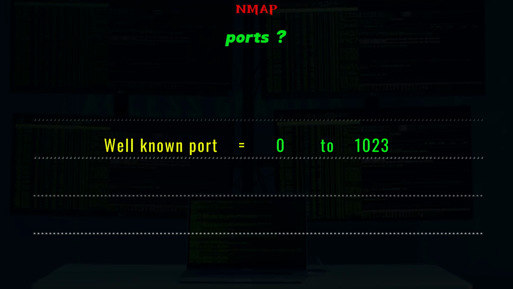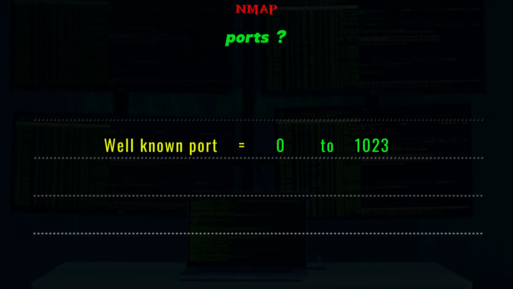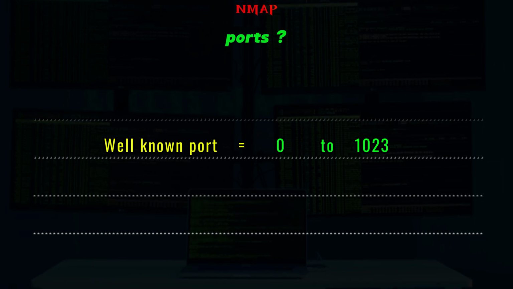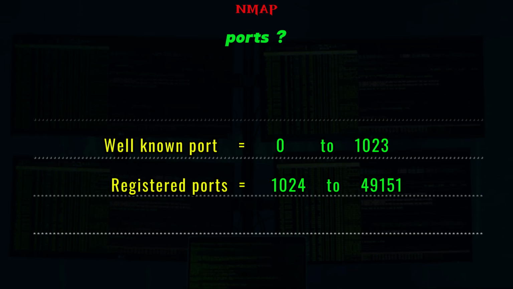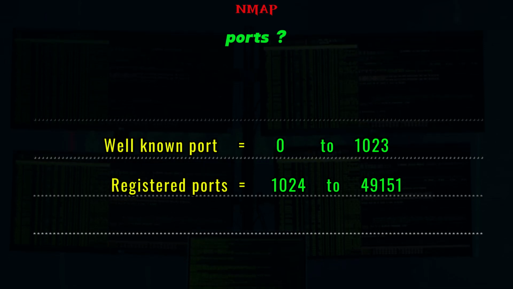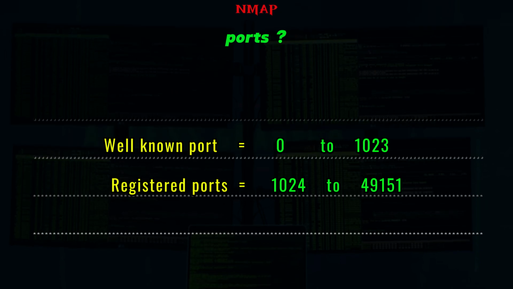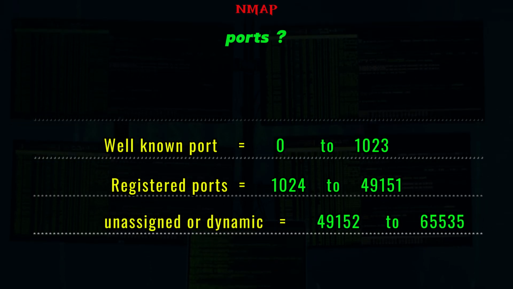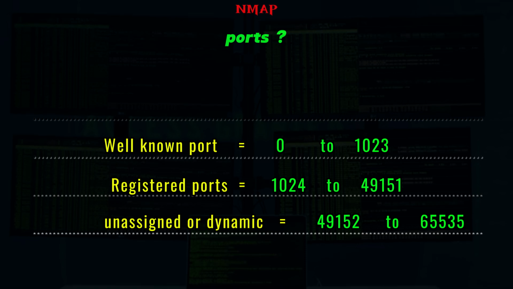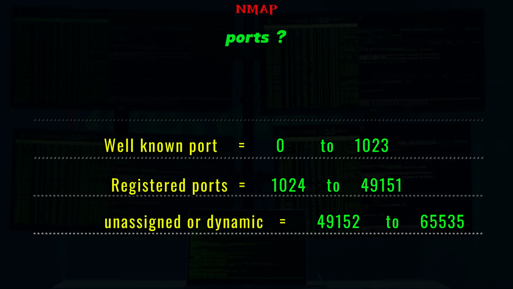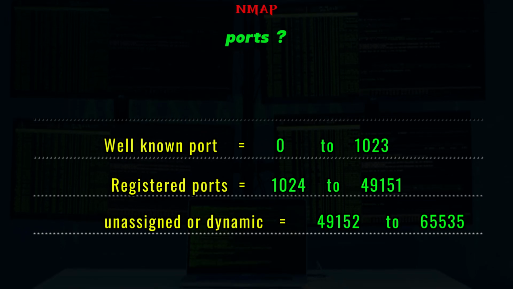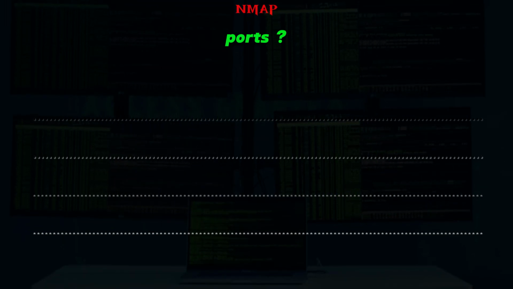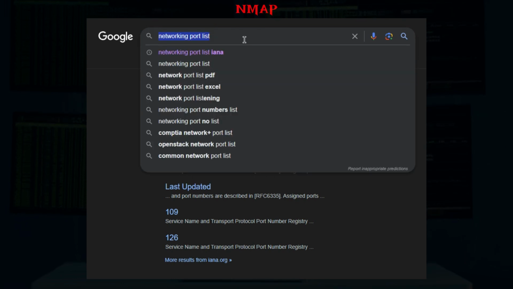Port numbers 0 to 1023 are referred to as system or well-known ports. The majority of users frequently use these ports. And from 1024 to 49,151 are called registered ports and can be registered with the Internet Assigned Numbers Authority for a specific use. From 49,152 to 65,535 are unassigned, can be used by any type of service, and are called dynamic ports, private ports, or ephemeral ports. If you want to search all these ports, go to the official website. Like here, you can see.